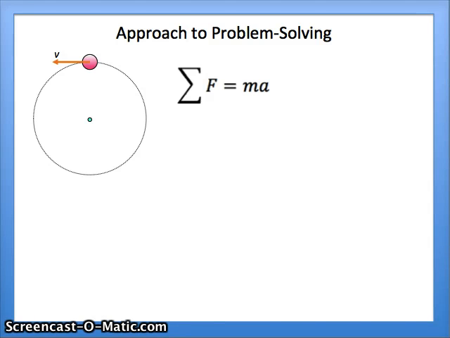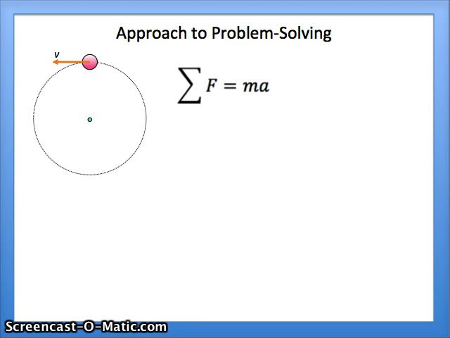So the fact that our discussions about centripetal ideas involve both forces and acceleration really lead us to using F equals ma, and that is certainly going to be our approach in these problems. Although once in a while, things like energy do show up as well.